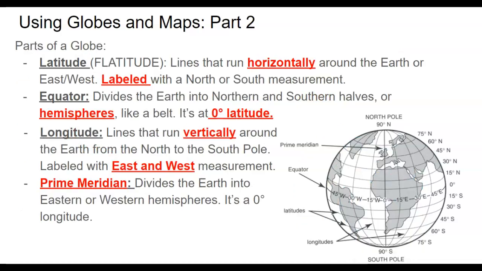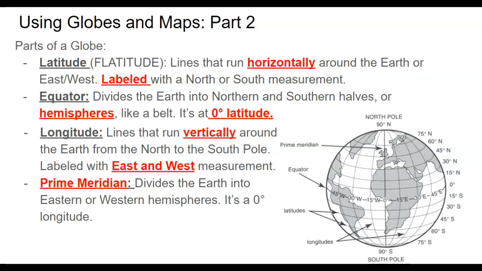The second part here is the exact pieces of a globe or a map. Latitude is always listed on both of those, and these are the lines that run horizontally around the Earth that are east and west. They're labeled north and south, though, because of their measurement of how they go up and down from the equator. The equator divides the Earth in half for a northern and southern half, and the hemispheres on that are like a belt from 0 degrees latitude all the way up to the top at 90.